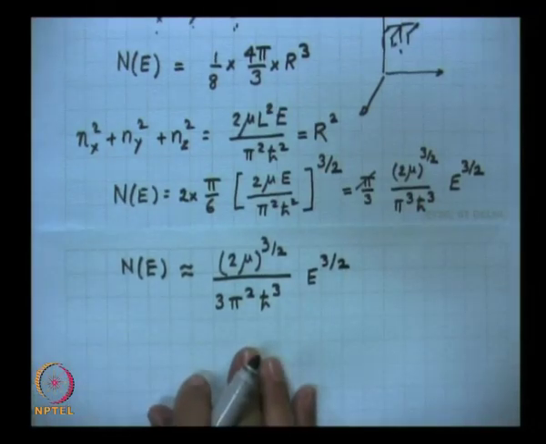So, this is the total number of states whose energy would be less than E, and we have taken into account the fact that each state can be occupied by 2 electrons, spin up and spin down. So, this is the total number of states whose energy would be less than E.